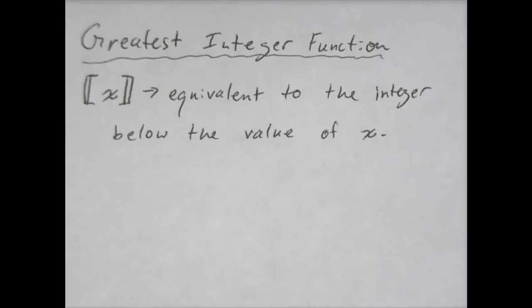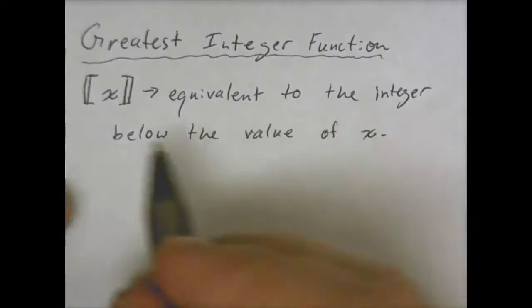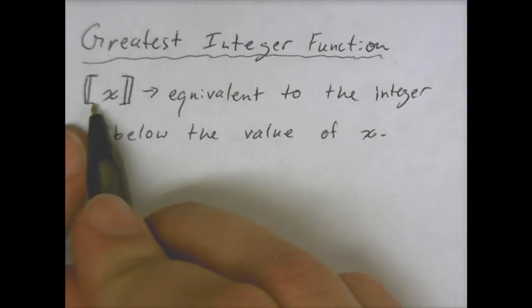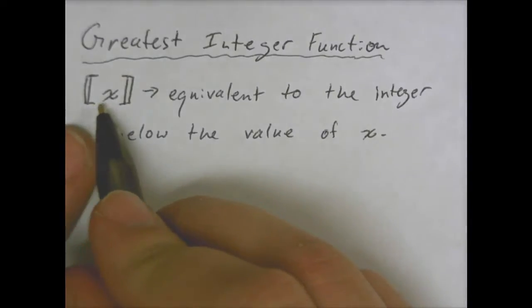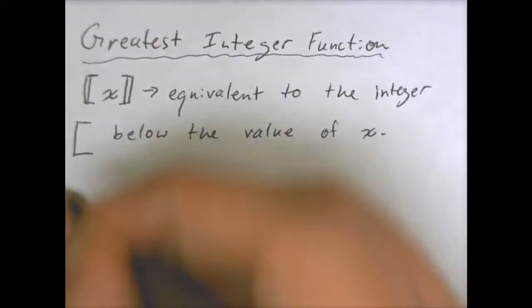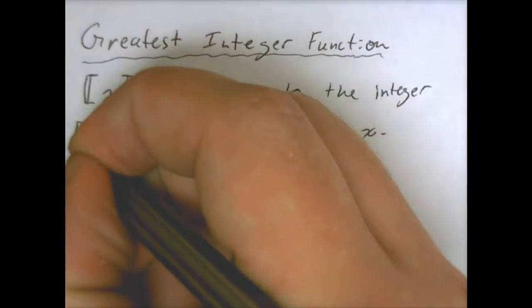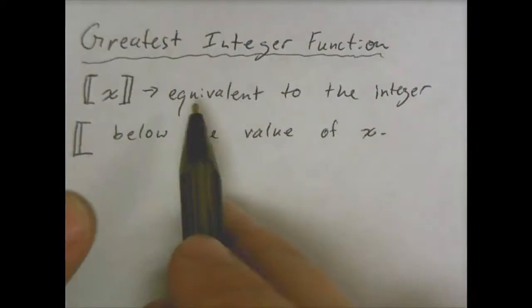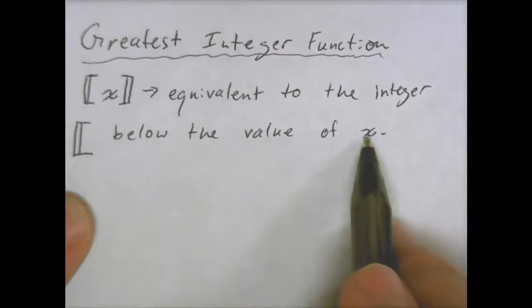All right, for the greatest integer function, that is that symbol right there. It almost looks like a double absolute value with kind of like a bracket inside of it. What I usually do is I will draw a bracket, and then I will put a little line really close to the bracket, and then it's just the same thing on both sides, it's just opposite. So this is equivalent to the integer below the value of x.